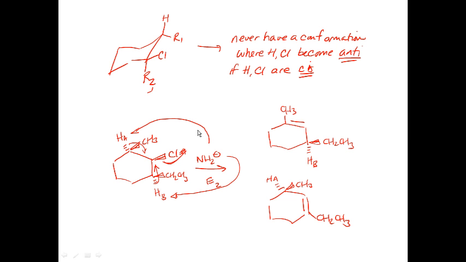Okay, so that's the rule for cycloalkanes. The leaving group must be trans to the hydrogen in order to have that hydrogen be removed in an E2 elimination.